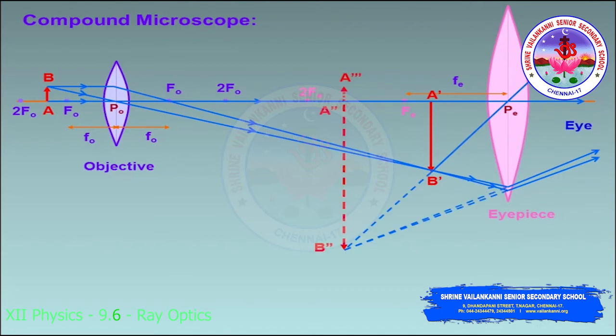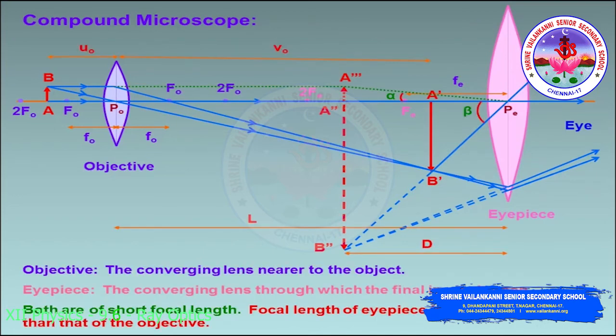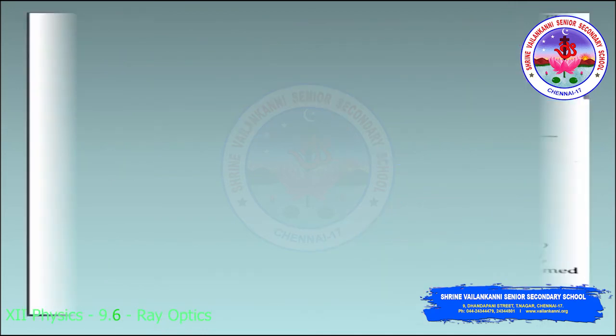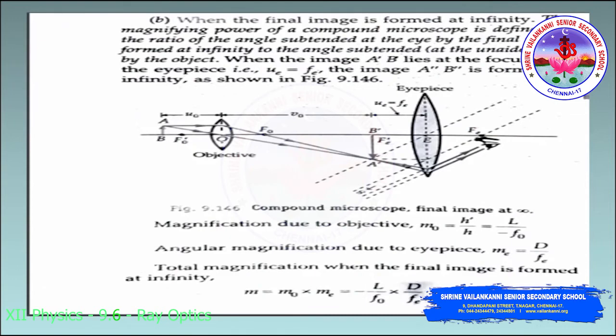So clearly we can see the final image A''B'' is inverted with respect to the object AB. Is it right? In this diagram, D, which we can take as the least distance of distinct vision, V0 the image distance, and U0 the object distance, are all shown. Now we can also see the case where the image is formed at infinity.